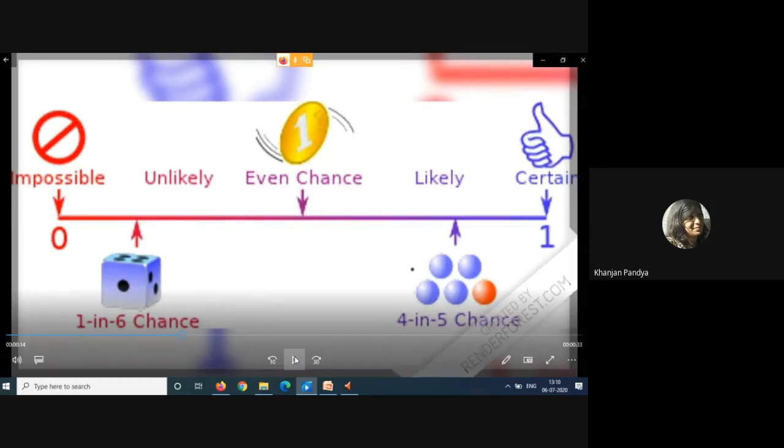And having a head is event 1. So 1 by 2. Right. So it is an even chance of happening or not happening, of head or tail, of that event.